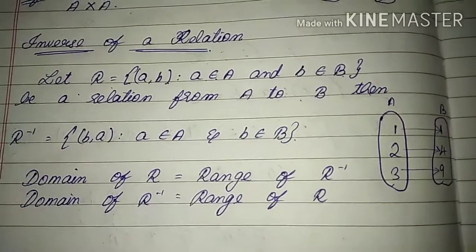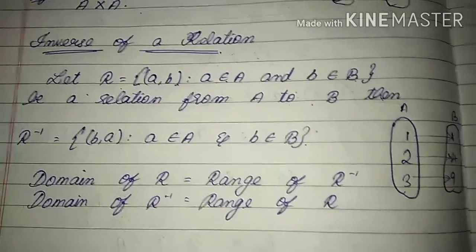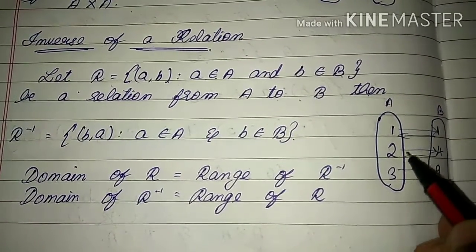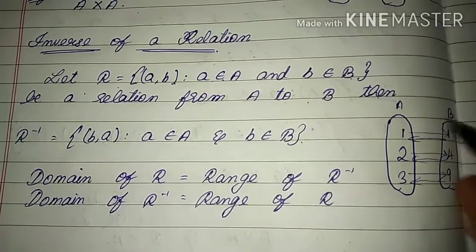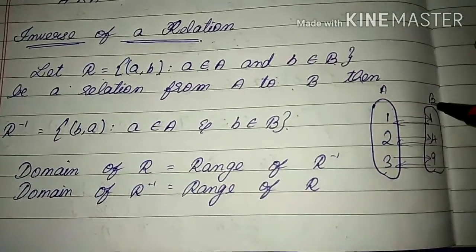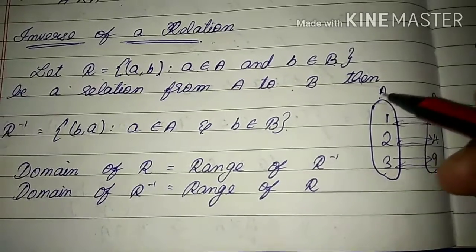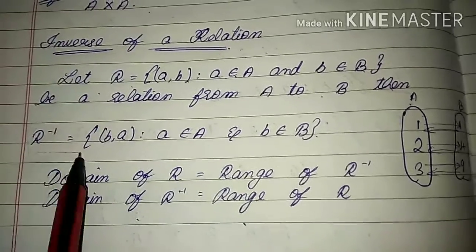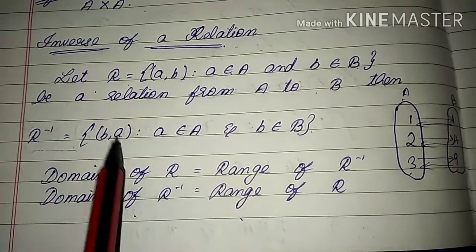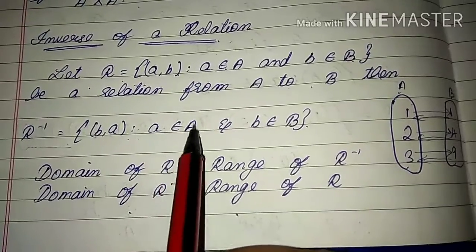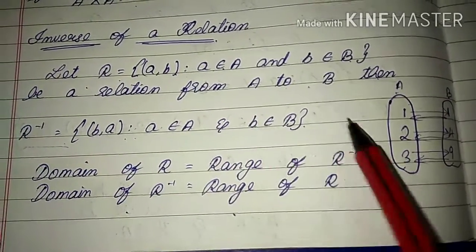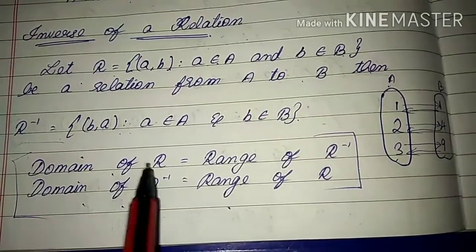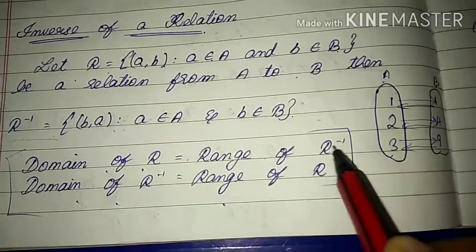Now if I take the inverse, it is just like a reverse. So I will be mapping from 1 to 1, 4 to 2, 9 to 3. So in inverse, B becomes the domain, A becomes the range. That is what I have mentioned here. Let me read this out first. R inverse is equal to (b, a) such that a belongs to the set A, b belongs to the set B. Here only the change is there. So domain of R is equal to range of R inverse.